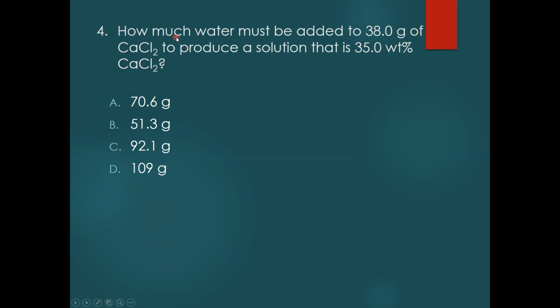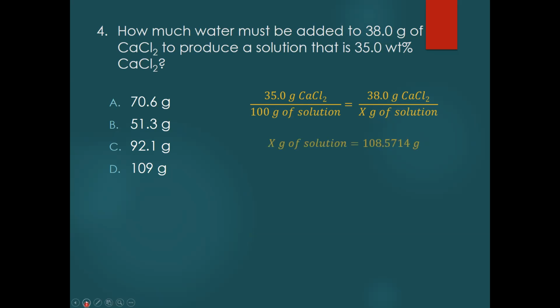Now in question 4, how much water must be added to 38 grams of calcium chloride to produce a solution that is 35% by weight calcium chloride? So percentage is part over the whole. For expressing the percentage of calcium chloride, for every 100 grams of solution, it's 35. So this is our percent, 35 out of 100. I'm just setting up a proportionality: 35 is to 100 as 38 is to X. So cross multiply and divide to find your X.